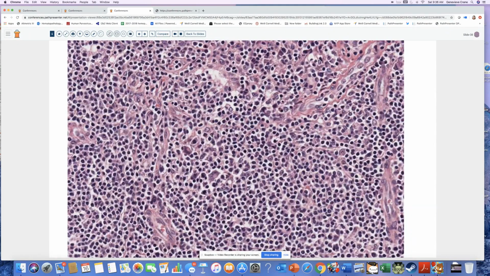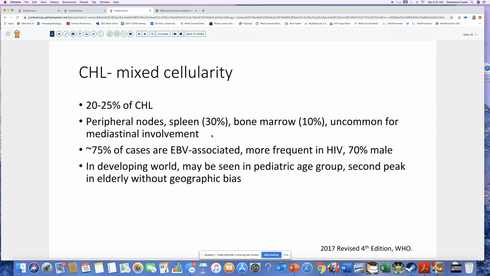And here's just a few still images I had taken to give you a better idea of the same case. Again, showing these larger atypical cells. Overall, this ended up being diagnosed as classic Hodgkin lymphoma. That would be challenging to do on the H&E alone.